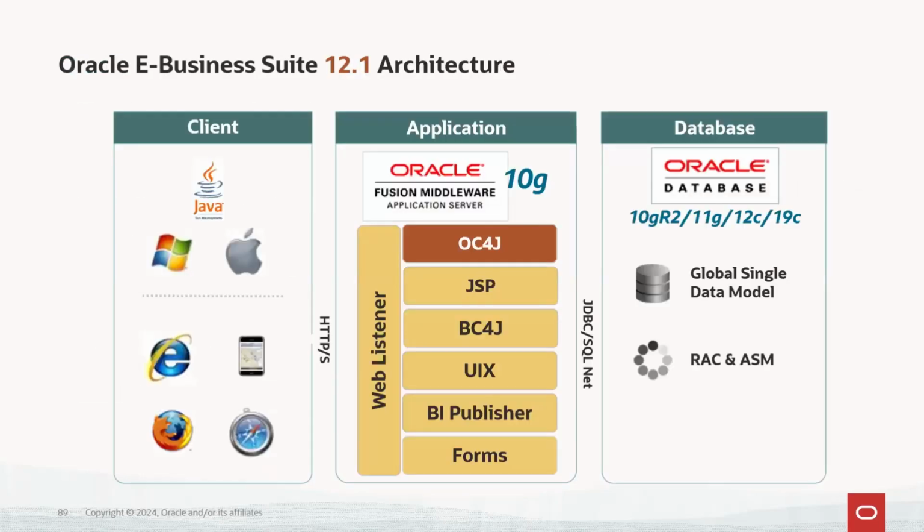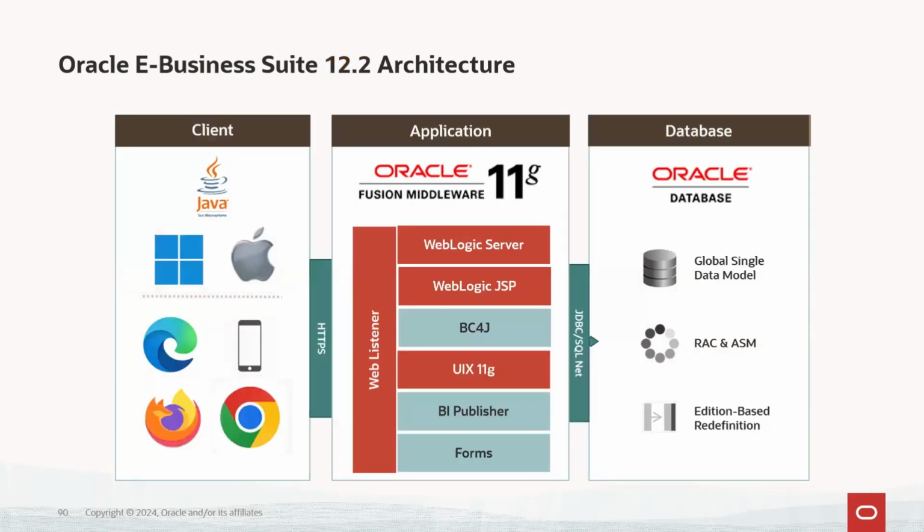The other thing that happens during the upgrade is that we're replacing the application tier, which previously at the 12.1 level was running 10g of the Fusion Middleware with the OC4J application server. At the 12.2 level, that's replaced with Fusion Middleware 11g and the WebLogic server.